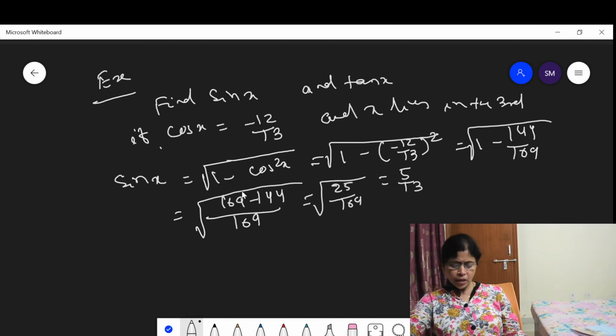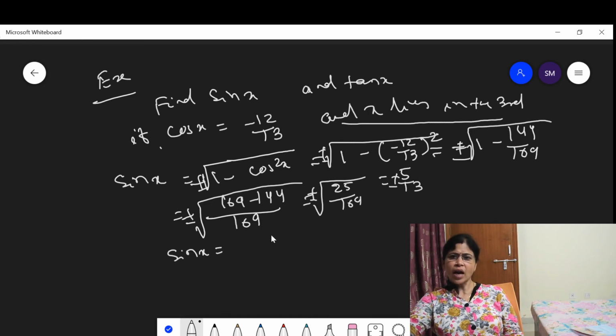By solving this, we come to the conclusion that sin x is plus or minus 5 upon 13. Now let us recall what is asked here. X lies in the third quadrant. When x lies in the third quadrant, sin x is always negative. This means sin x is minus 5 upon 13.